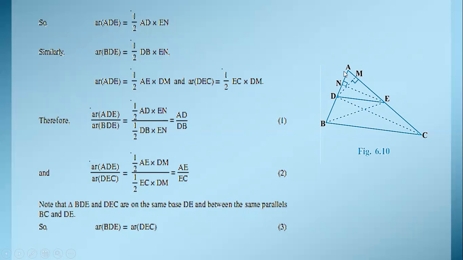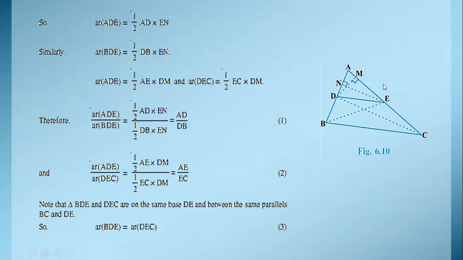That is the area of triangle ADE divided by the area of triangle BDE. These two triangles we are taking, which is half AD into EN, half DB into EN. So half and EN will get cancelled. We'll be left with AD by DB. Same way, if we are taking ADE and DEC, DM and half will get cancelled. We'll have AE by EC.